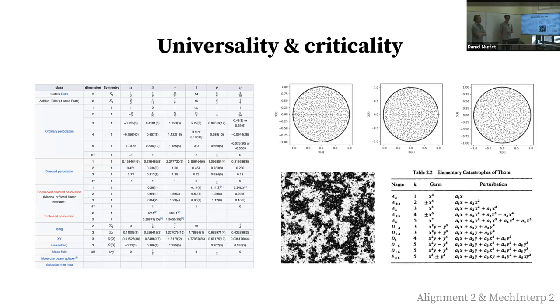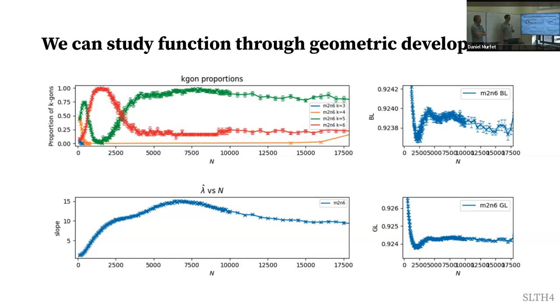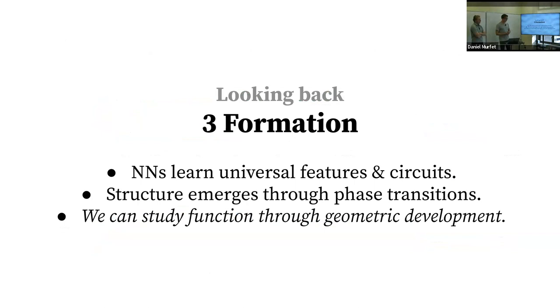Right, so structure emerges through transitions. And this is a picture we especially see through the analogy with developmental biology, where precursors are necessary before new structure emerges. So in some sense, if you have serial computation structure, phase transitions are the natural thing you expect to lead to the advent of new structure. And we saw a very practical example of how we might study function through geometric development. We saw in the toy models case that we can actually link the evolution of these n-gons, or k-gons here, to the singular structure of the loss landscape. So neural networks learn universal features and circuits. Structure emerges through phase transitions, and we can study the function of these models through the geometric development.